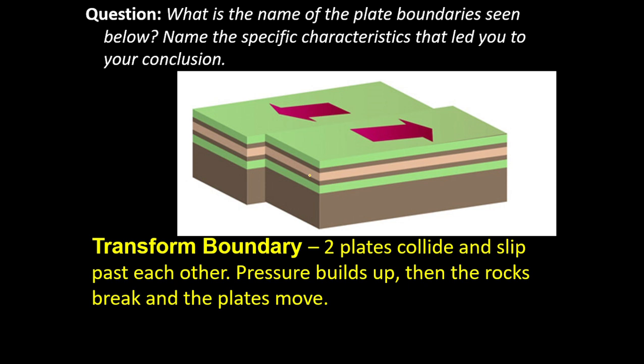That's what happens here, at these transform boundaries. That's why we have some bad earthquakes in California because of that San Andreas fault. And also parts of the Caribbean, like Haiti and areas that have earthquakes. Again, here is that transform boundary. All right, so those are the three boundaries.